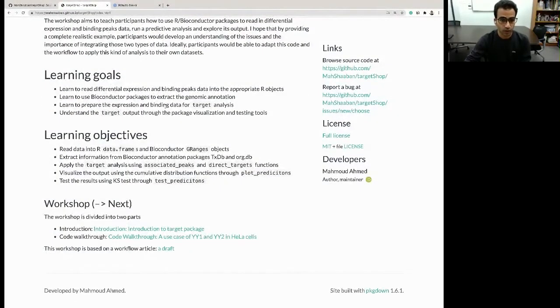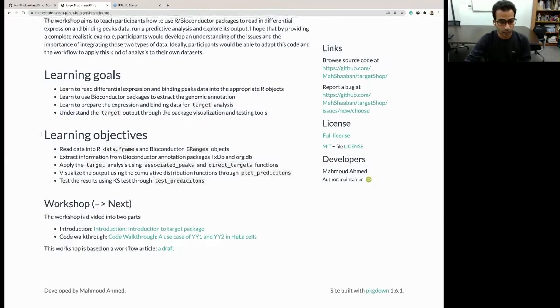So more specifically, I will work first with the differential expression data and the binding data to read them into our objects, and then use the Bioconductor packages to extract genomic information, to map between different IDs, and to extract genomic coordinates for the peaks and the target genes. Then we will learn how to prepare the expression data and the binding data for the target analysis, and then I'll try to explain the tools that I added in the package to visualize and test the data.